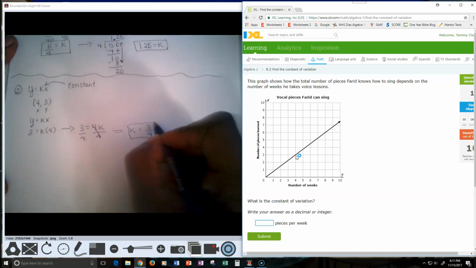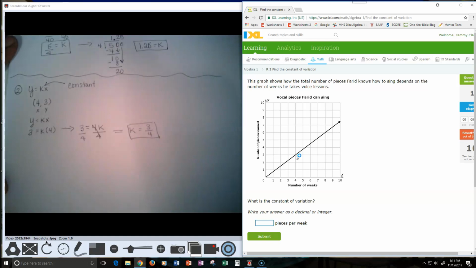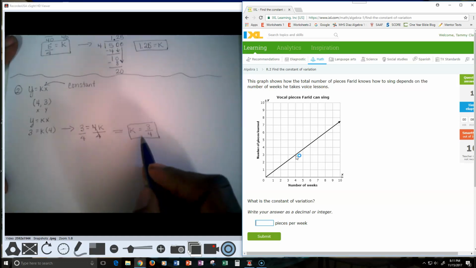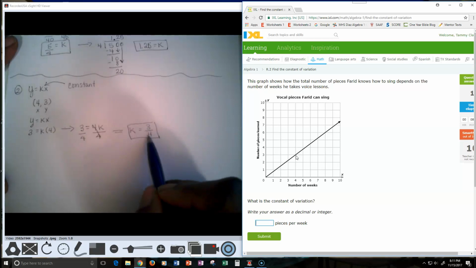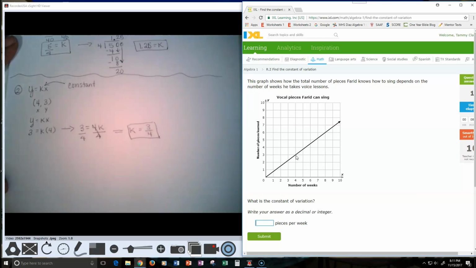That would be our answer if they ask for a fraction form, but since they ask for it in decimal form, think about this, quarters. So if you have 4 quarters, you have $1. If you have 3 quarters, you have 75 cents. So we can just write 0.75.